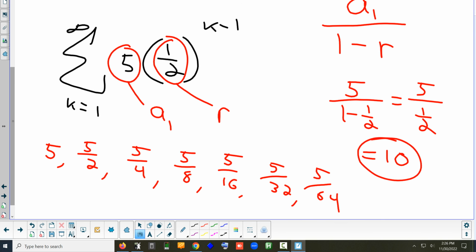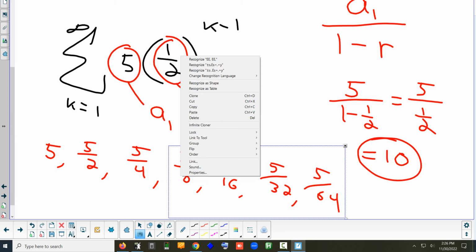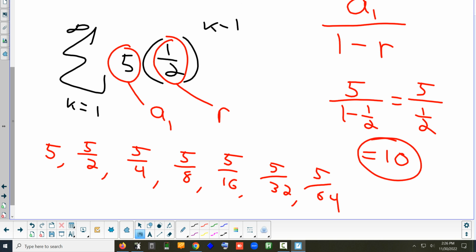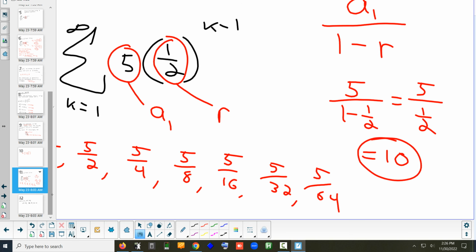And you could check this. If you add up the first 4 of these with your calculator, you're probably going to get a number pretty close to 10. Probably going to get like 9.99 or something like that. Questions on them?